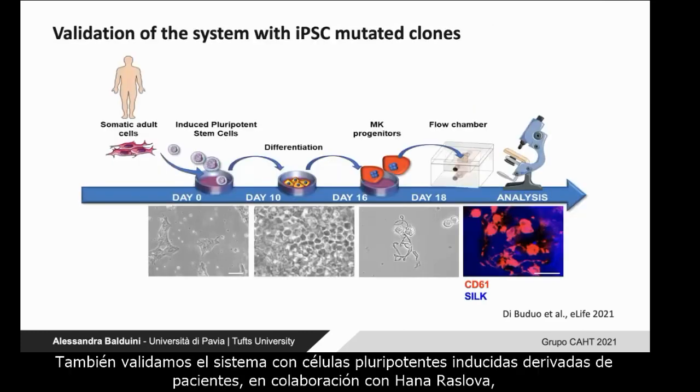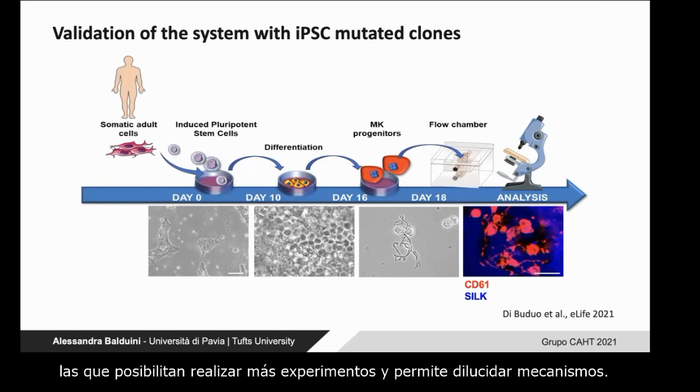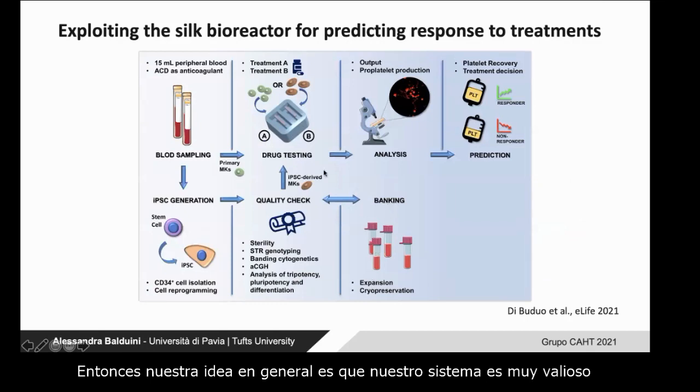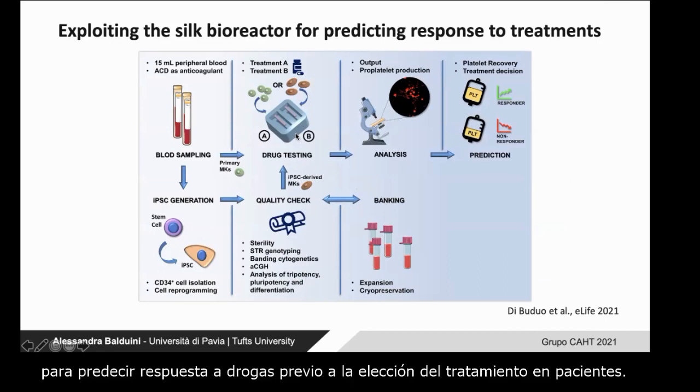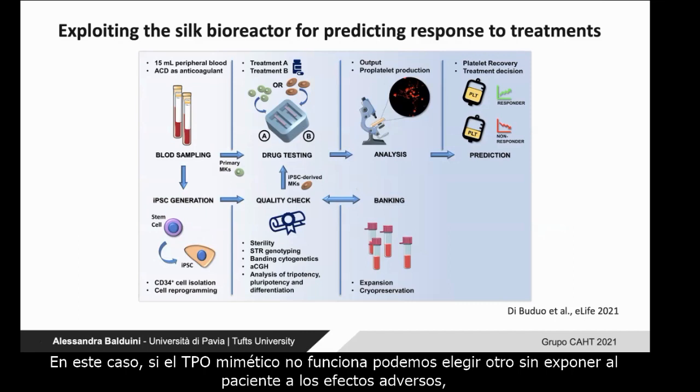And we also validated the system with iPS derived from patients in collaboration with Anna Raslova. And this was to prove that our system can be used to test drugs in general using iPSCs, which of course allow us to perform more experiments and more mechanistic experiments. So our idea in general is that our system is a very valuable system to predict the response to drugs before choosing the treatment of patients. So in this case, if a TPO mimetic doesn't work, we can choose another one without exposing the patient to side effects.